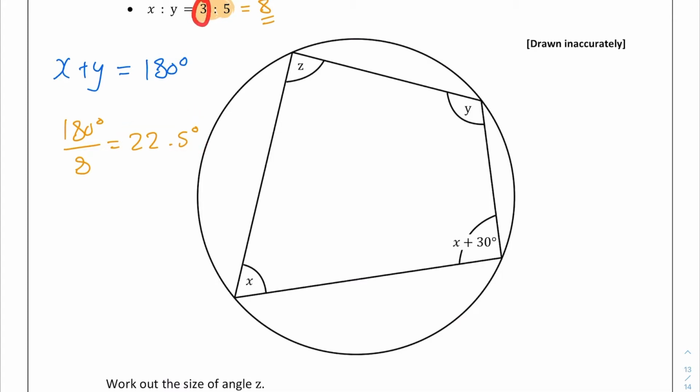We know that x is worth 3 of the parts, and y is equal to 5 of the parts. So the value of x is equal to 3 multiplied by 22.5 degrees. And that's because x is worth 3 parts, and 22.5 is the value of one of them.